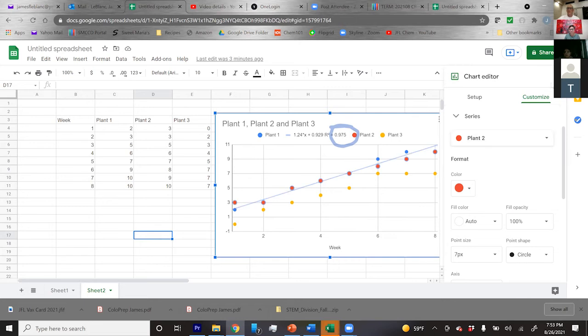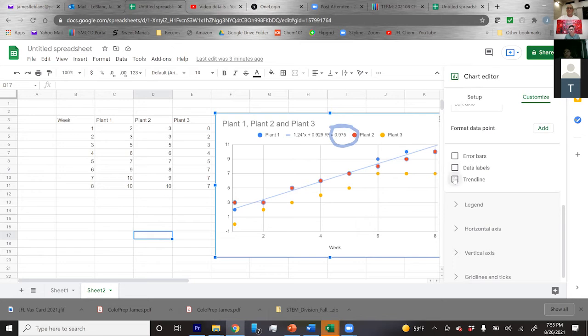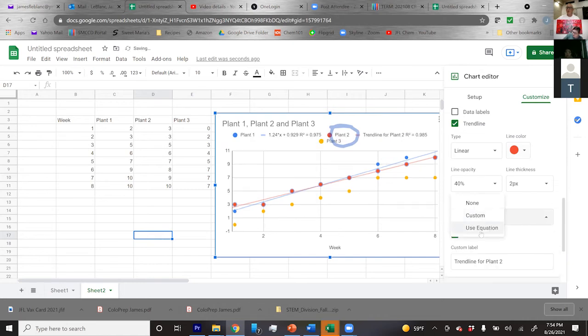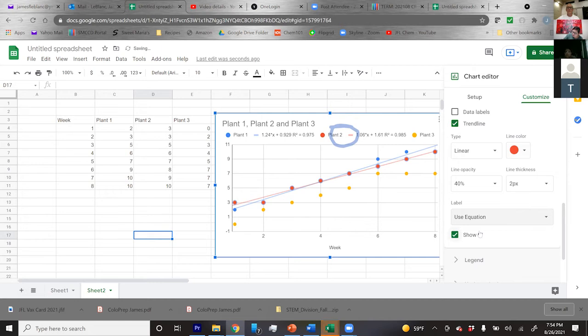So plant 2, we want a trend line. We also want that to be linear. And we can change the color of the lines. We can make them thick, we can make them thin, we can do all kinds of different things here. But mostly all we're interested in right now is what's the slope, what's the y-intercept. So you can play around with making it look really good. But for this particular report, all we're interested in is the slope. So show me the R squared and show me the equation. So there's the equation for plant 2.